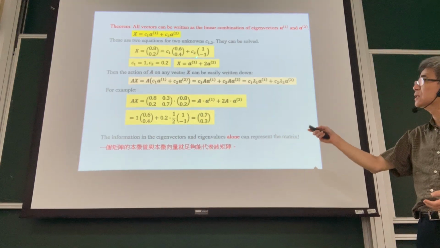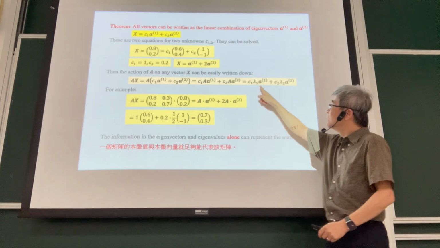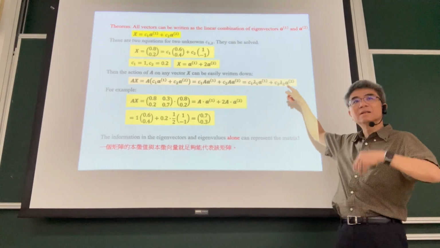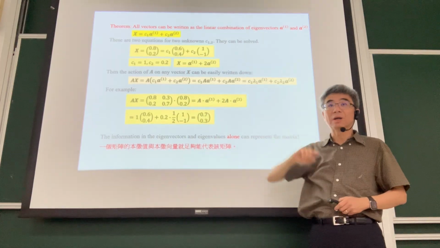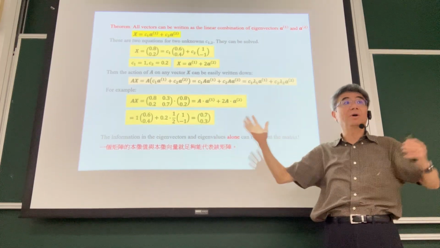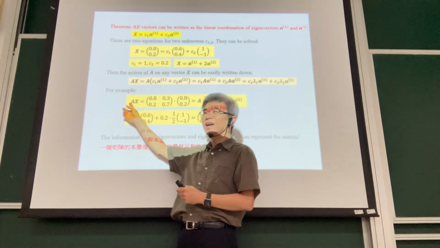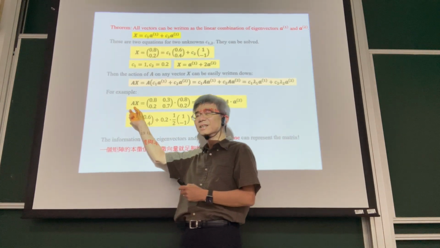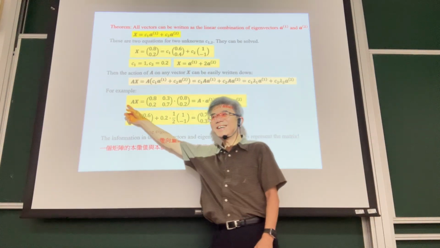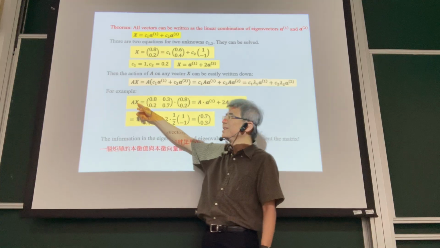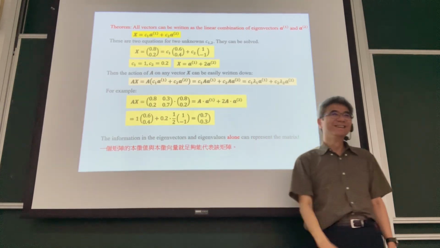So C1 and C2 contain the information of X. Lambda 1A, lambda 2A contain the information of the matrix. C1 and C2 contain the information of X. I don't have any idea what A is. However, the action of A on any vector can be calculated. You don't need to tell me what A is. You just need to tell me X. Then I give you the final result, A times X.